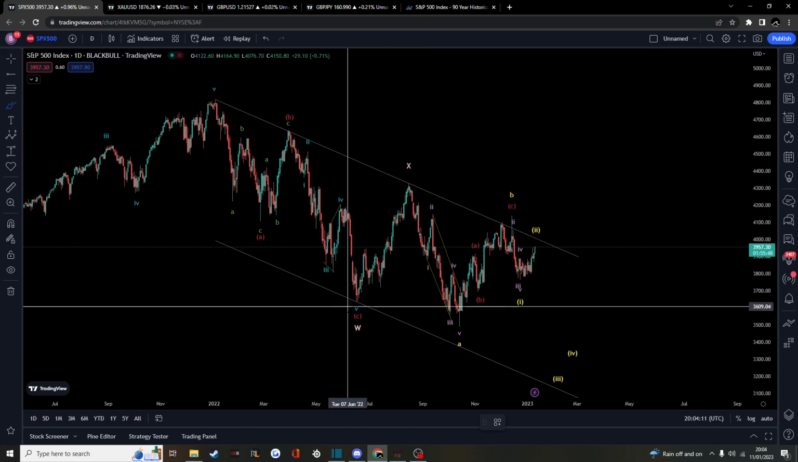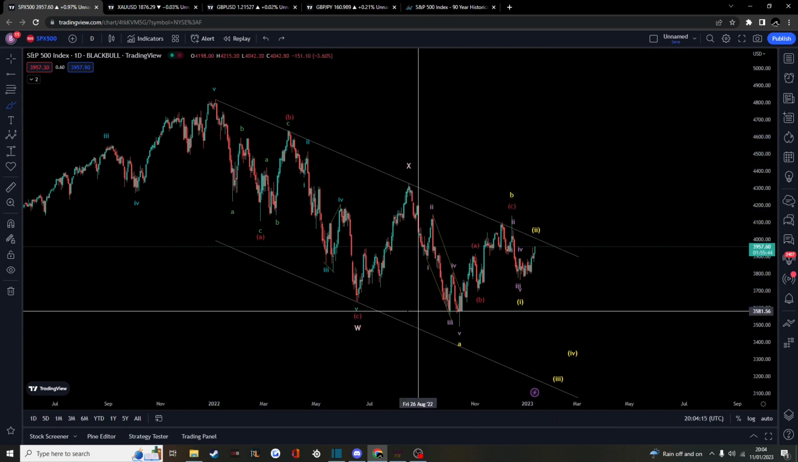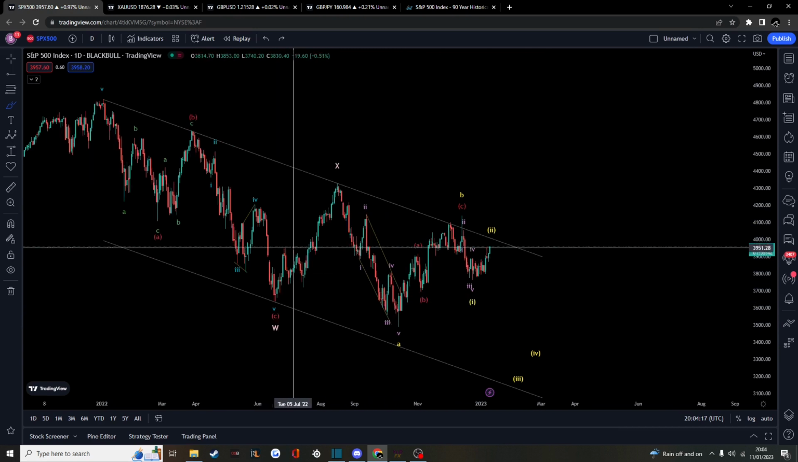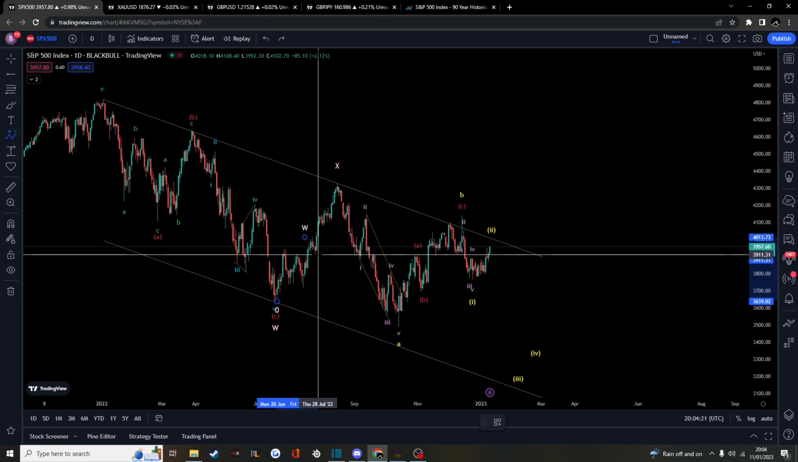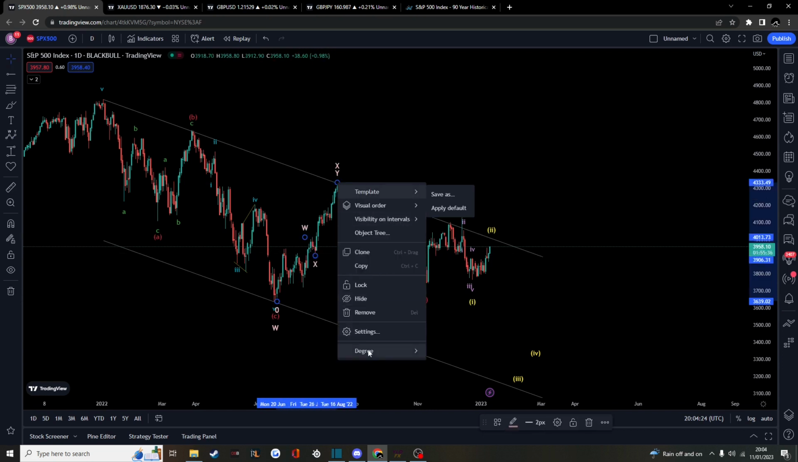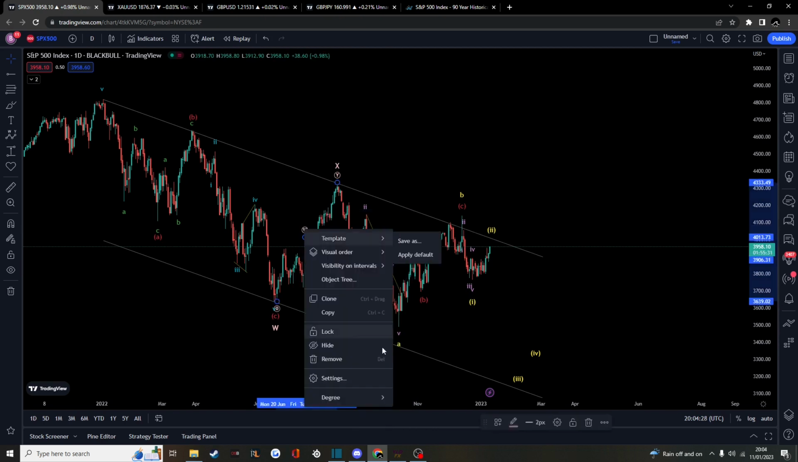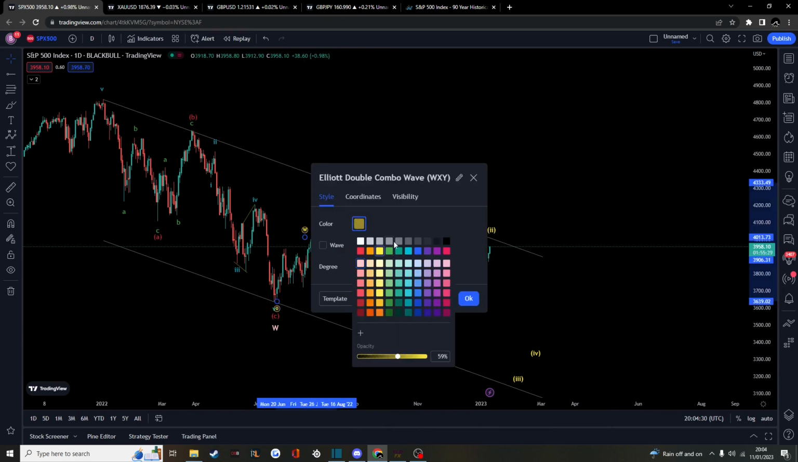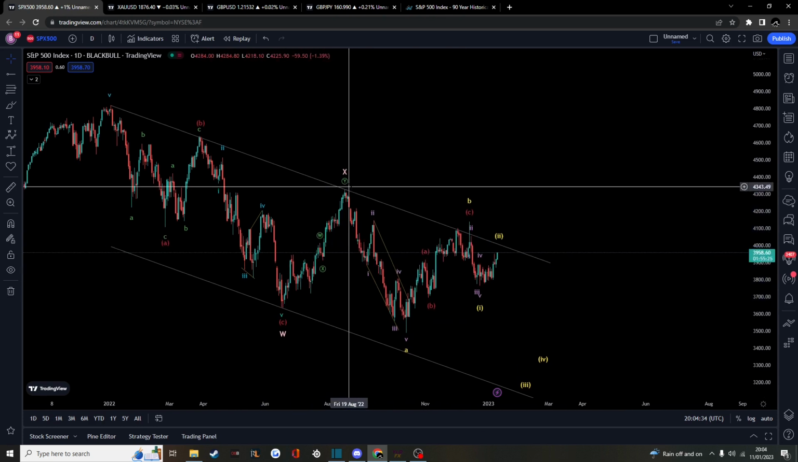So this is a corrective connector that connects this move with the next move to come, and that gives us a WXY here, a WXY. Let me just change that into a micro, and let me just change the color of it so it's a bit neater. Bear with me. There we go. So we have a wave W, X, and a Y, and that gives us our wave X.